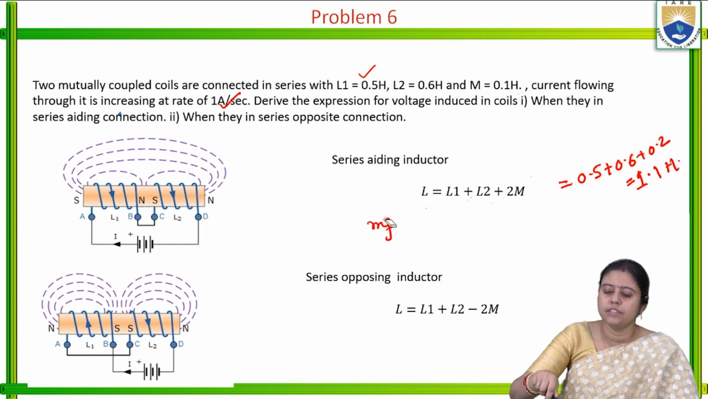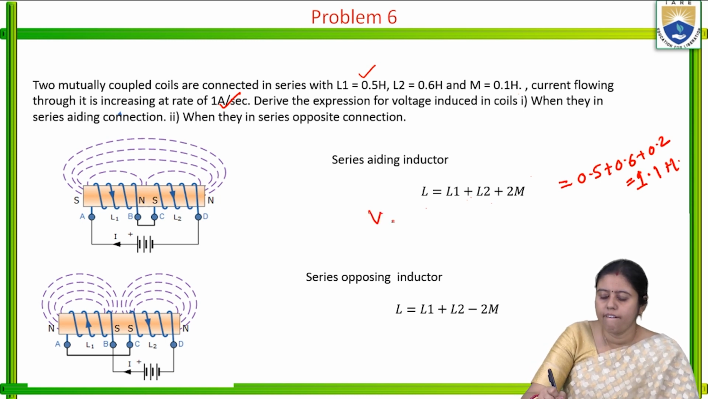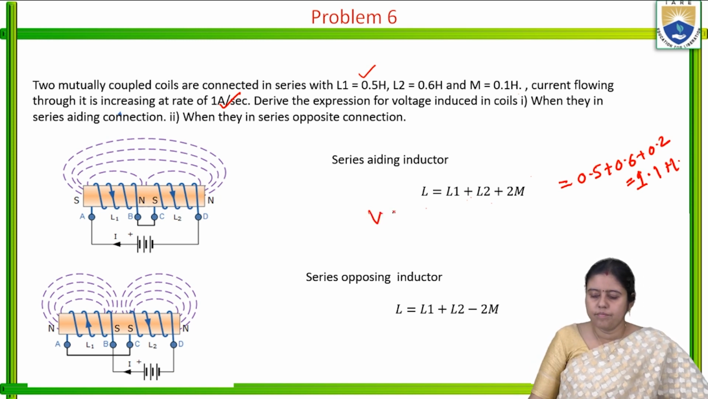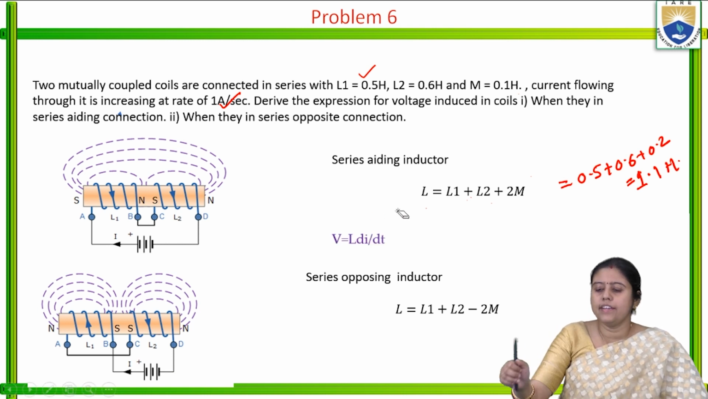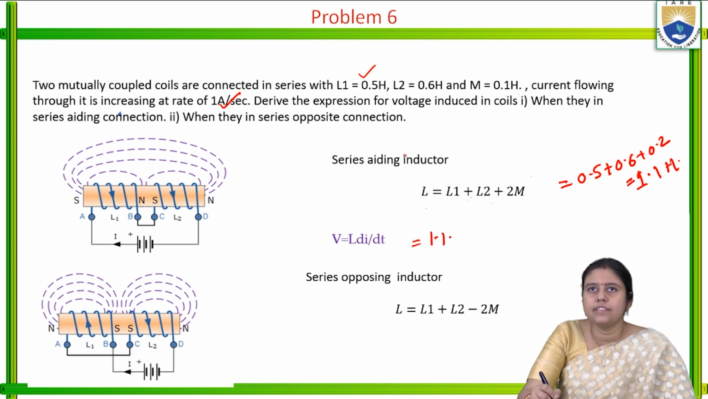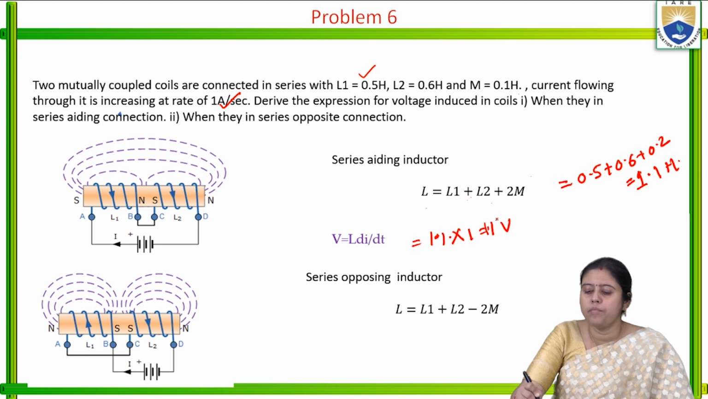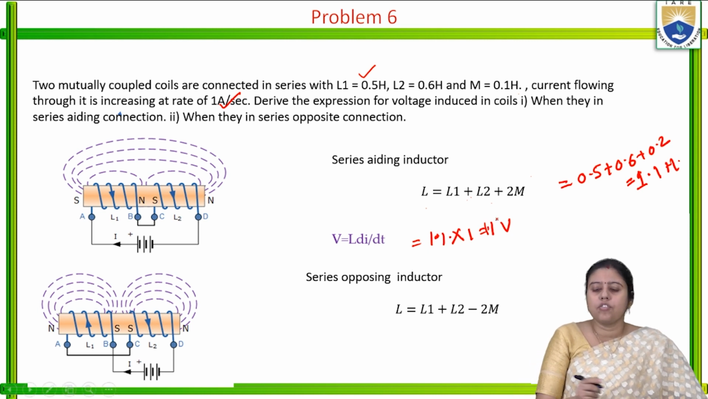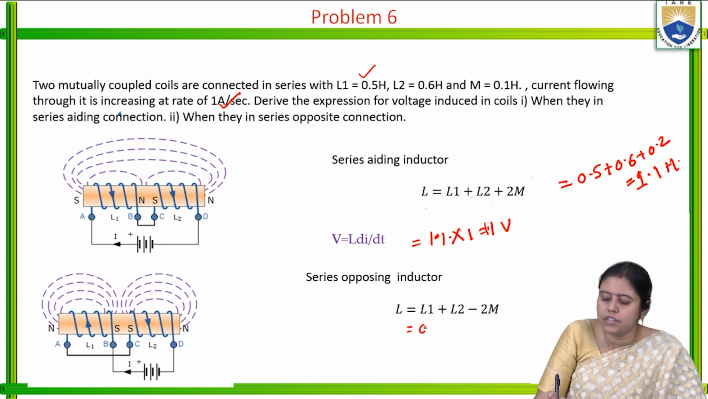And what is the value of the EMF, or voltage? The voltage is L di by dt, so it is equal to 1.1. Di by dt is the rate of change of current, so 1.1 into 1. So it is coming as 1.1 volt. Similarly, if they are series opposing, it means 0.5 plus 0.6 minus 0.2, which is equal to 0.9.